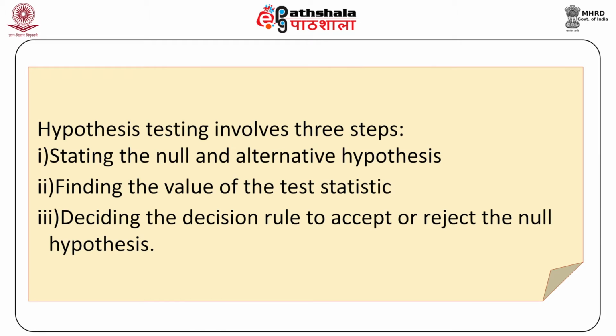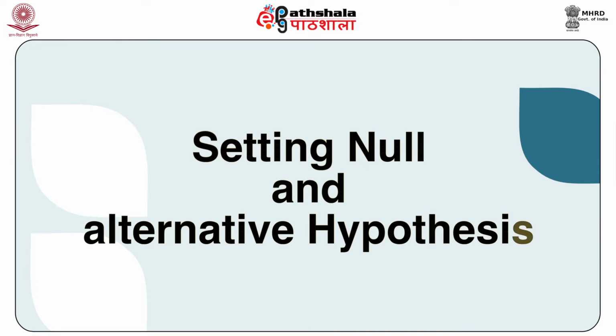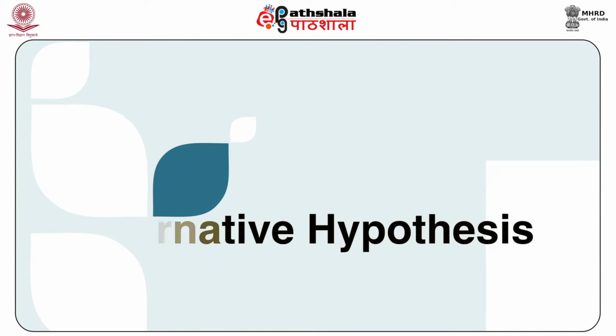Hypothesis testing involves 3 steps: stating the null and alternative hypothesis, finding the value of the test statistic, and deciding the decision rule to accept or reject the null hypothesis. Setting null and alternative hypothesis.